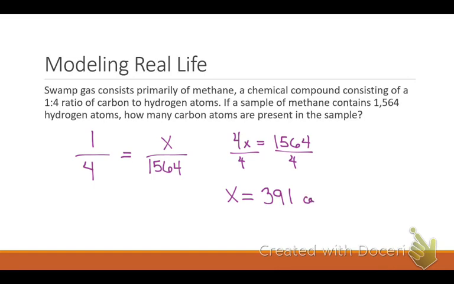Carbon atoms. Okay, do you guys want to know how I did that division in my head? How I divided it in my head? Can anybody do that in your head? I did it. You did it in your head?